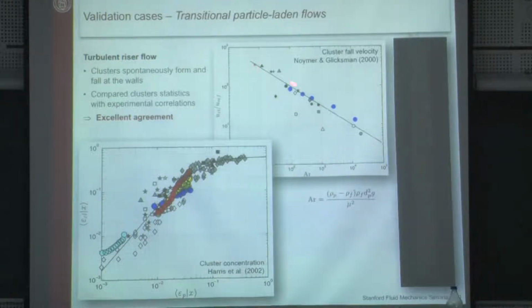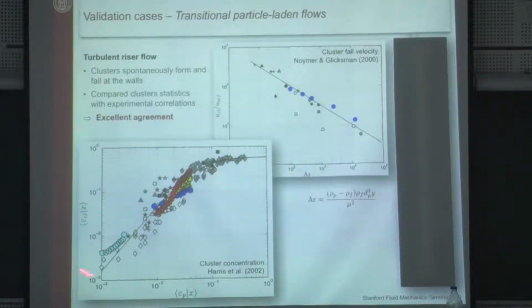One thing here is a correlation proposed by Neumer and Glicksman that reports the relation between the cluster fall velocity, how fast does a cluster go, as a function of the so-called Archimedes number, which you could think of as essentially something like a Reynolds number for a settling particle. Our blue symbols here are our simulations. All the other symbols are from different reactors in labs all over the world. This is the correlation that was provided. I think we're doing okay. I don't know if we're great, but we're at least on the same page.